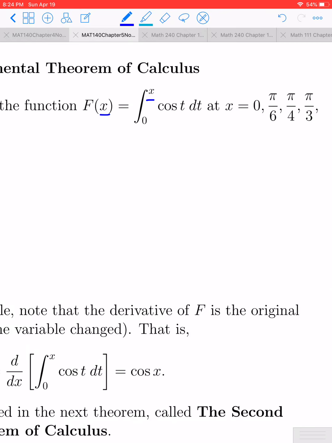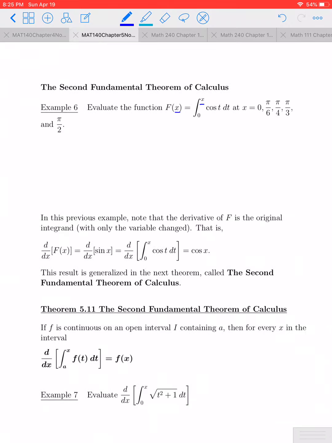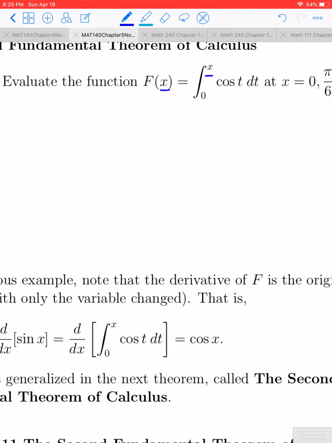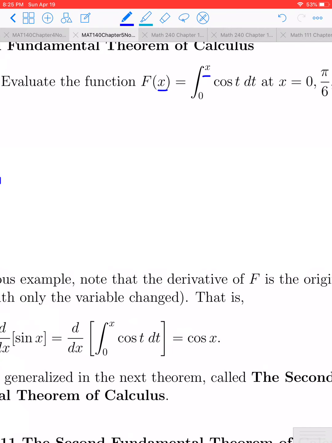And we're asked to evaluate capital F at several different values of x: 0, pi over 6, pi over 4, up to and including pi over 2. Well, instead of having to do several different integrals, let's go ahead and see if we can calculate this definite integral first, and then we'll evaluate the function once we have a closed form expression.